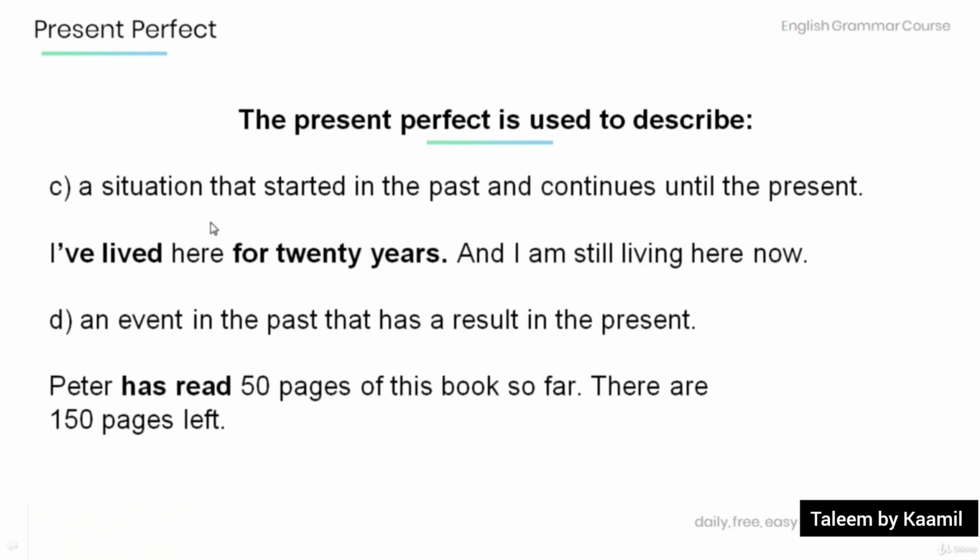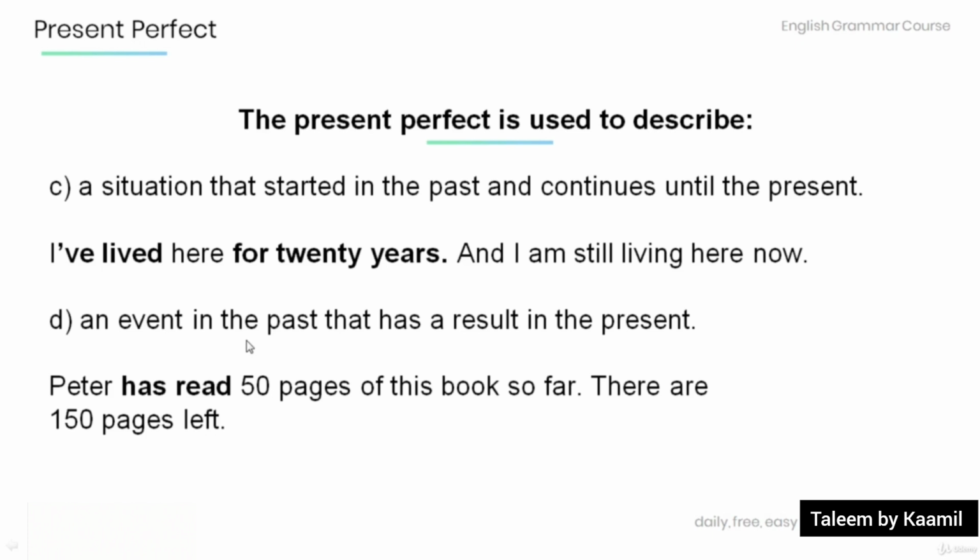C. A situation that started in the past and continues until the present. For example, I've lived here for 20 years and I'm still living here now. Continues until the present.